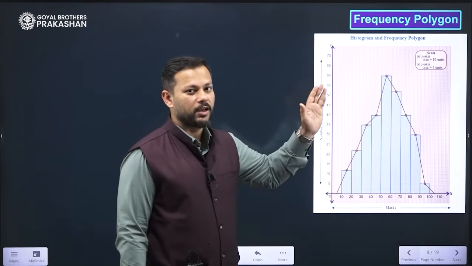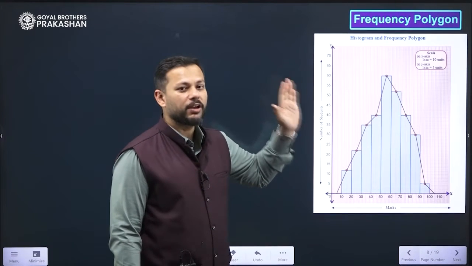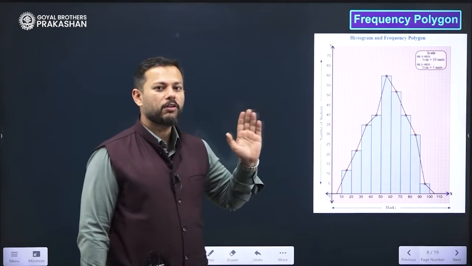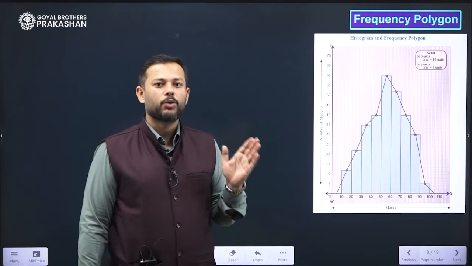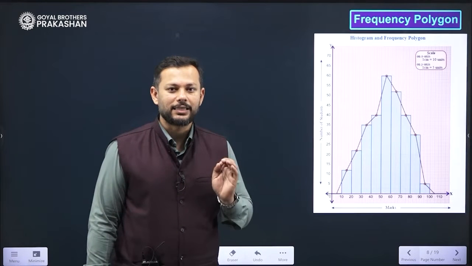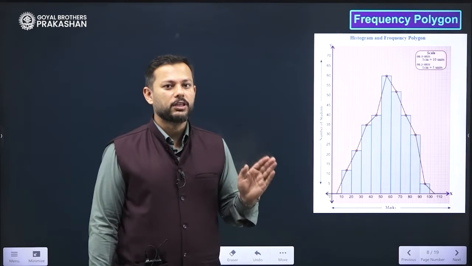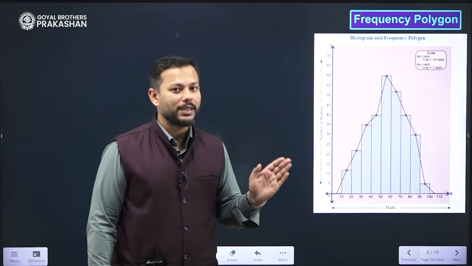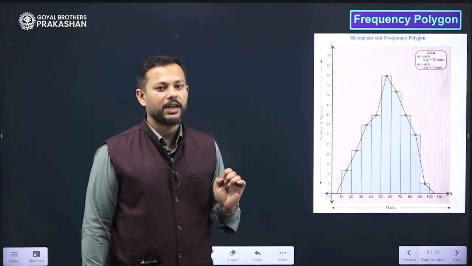Also, that figure should represent the frequencies. So if I talk about the figure representing frequency, how can it do that? We know that a polygon contains vertices. So the vertices of this polygon will represent the frequency of the given set of data.